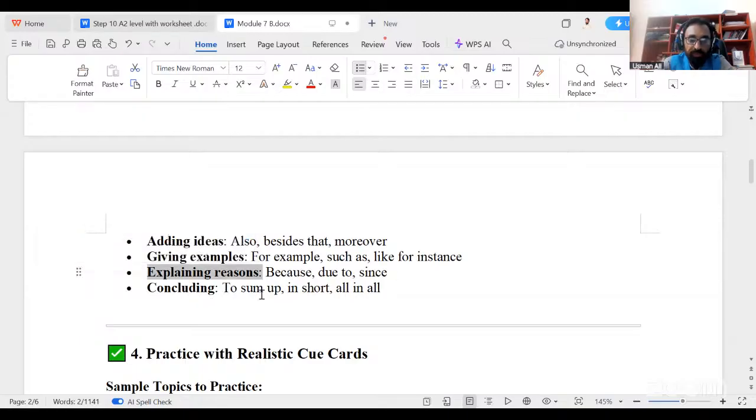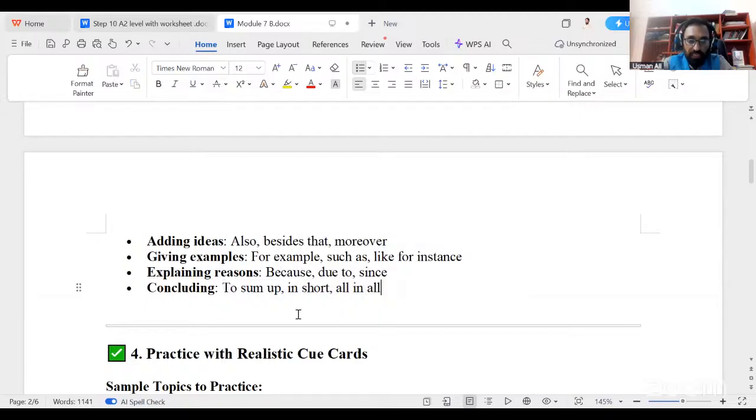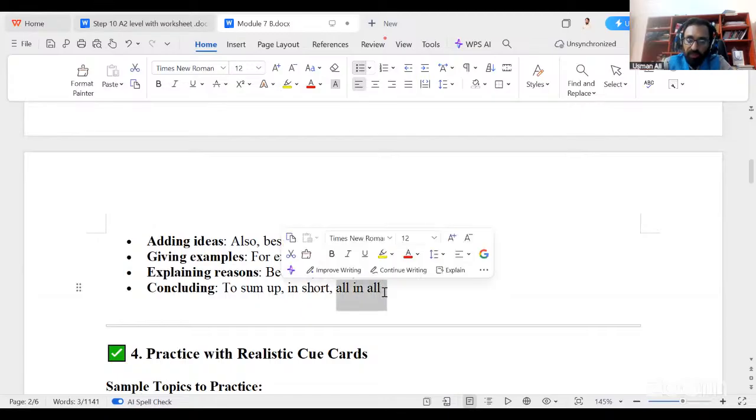Concluding: to sum up, or in short, all in all, like that. If you are going to conclude your answer, you are going to finish your answer, you must add these words. To sum up my talk, or in short, I want to say that, all in all, book reading is an interesting and enjoyable hobby. Okay, like that.